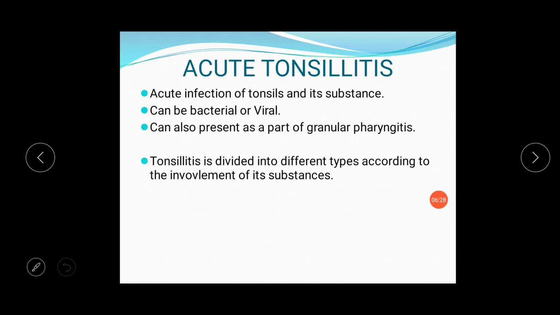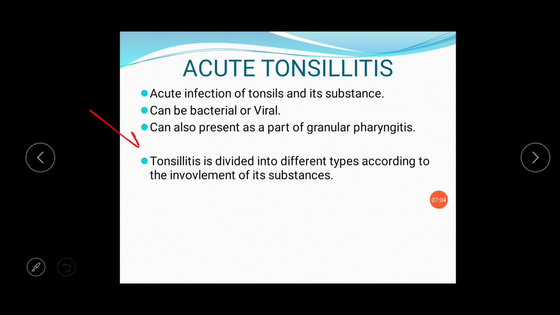Acute tonsillitis is the acute infection of the tonsil and its substance. It can be bacterial or viral. This bacterial or viral infection of the tonsil can occur by ingestion or inhalation of bacteria or virus containing food and air respectively. Sometimes acute tonsillitis can also be a part of acute generalized granular pharyngitis.